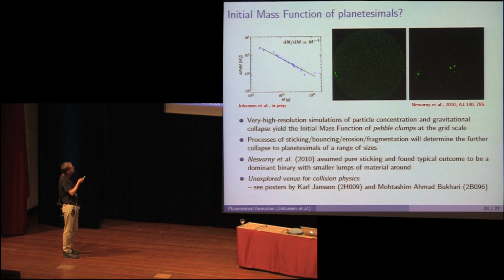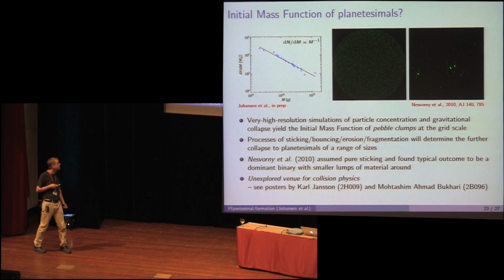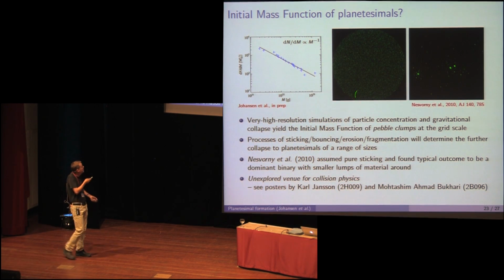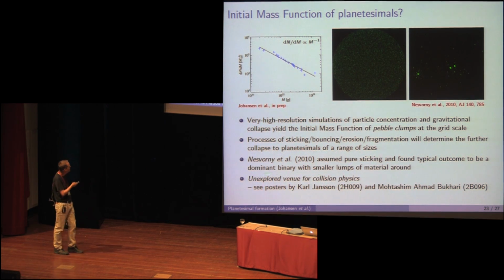And then basically saw the pebble clump collapse on its own weight to form not one planetesimal, but a binary. And this is very interesting because there are many binaries in the Kuiper belt, of course. Nesvorny had to assume pure sticking between the particles, a very pioneering work here. And of course, what you want to do in the future is include all of these different coagulation, fragmentation, erosion effects inside of these dense clumps. That's a completely unexplored venue for collision physics.